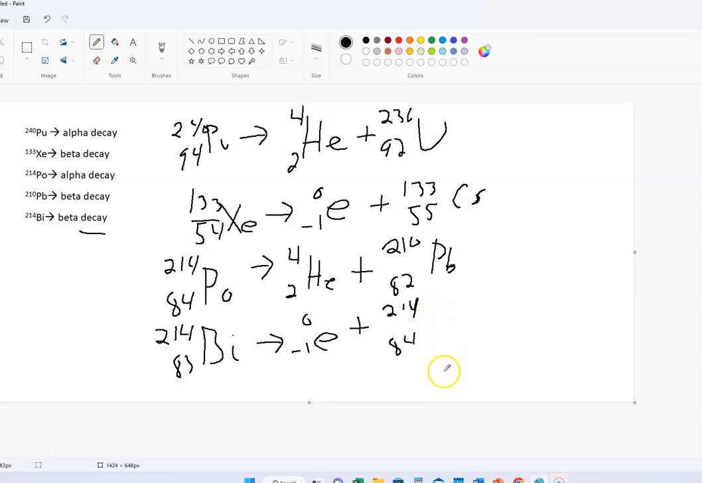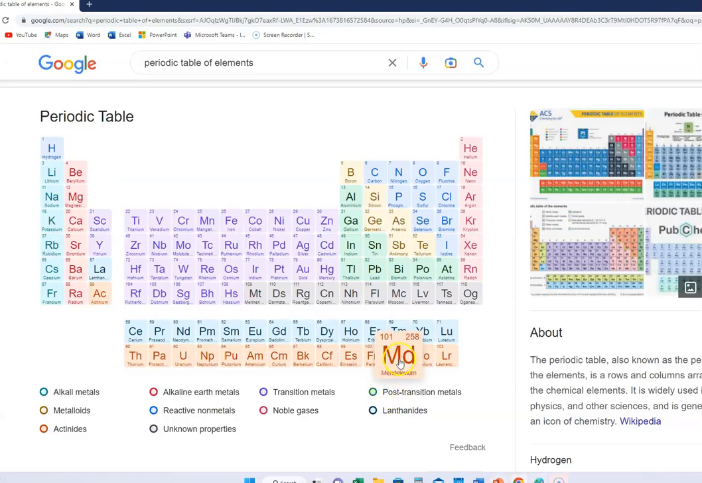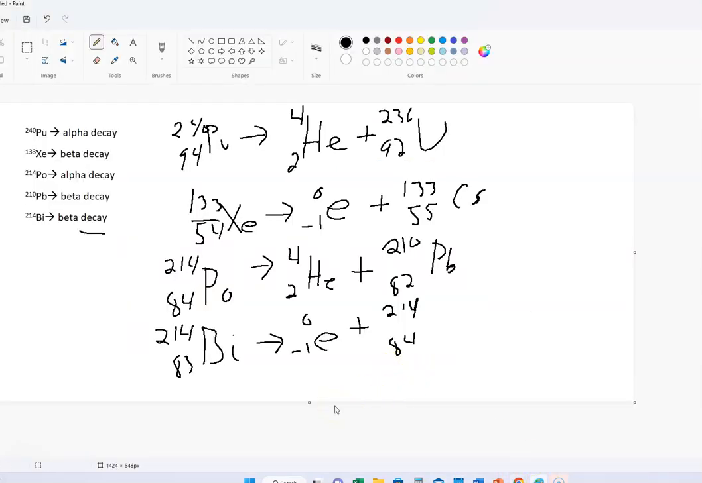All right, and so what is element 84? Let's look that up. Element 84 is, where is it? Polonium, right? There it is, polonium, Po. So that's the symbol that goes right there. Remember it's a capital P and a lowercase o. So a beta decay of bismuth 214 becomes polonium 214. That gives you some examples.